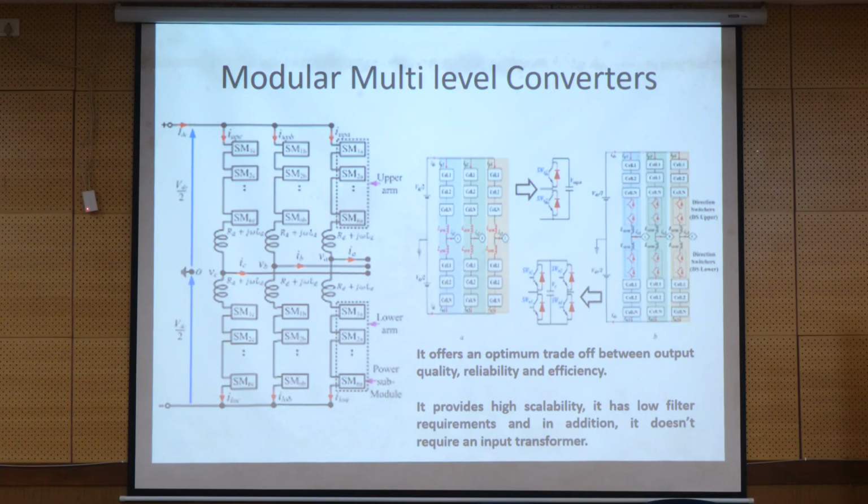It has low filter requirement. When you are going for this kind of cascaded H-bridge multi-level inverter topology, we are not going to make use of any kind of filter. Scalability, low filter requirements. In addition, it does not require any input transformer. One thing is that we are doing the conversion from the DC to AC part.